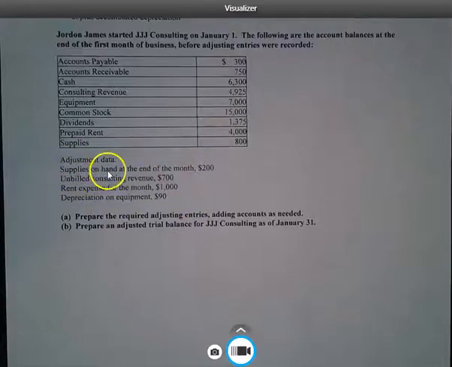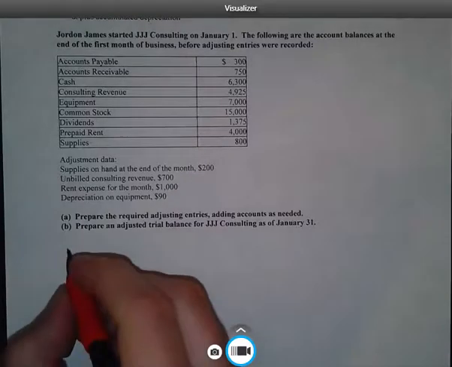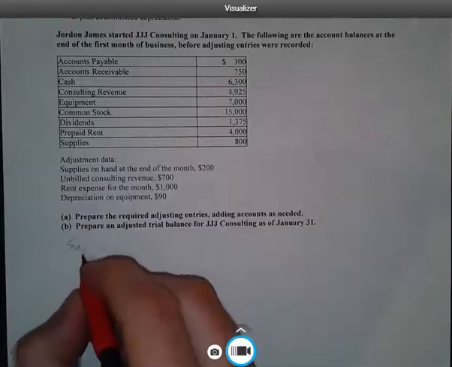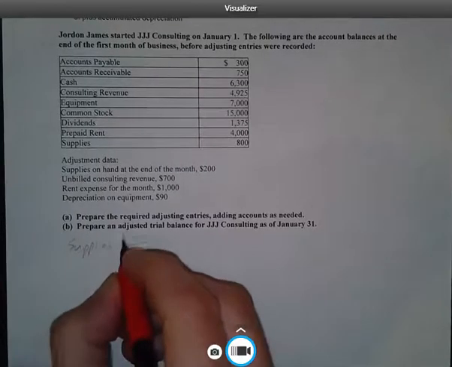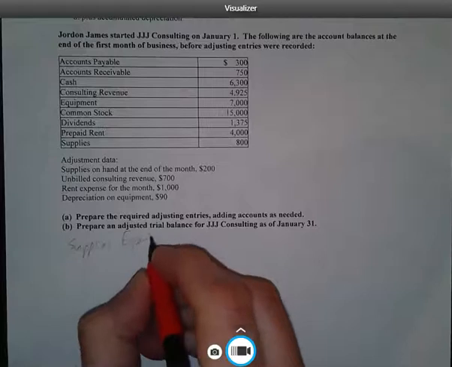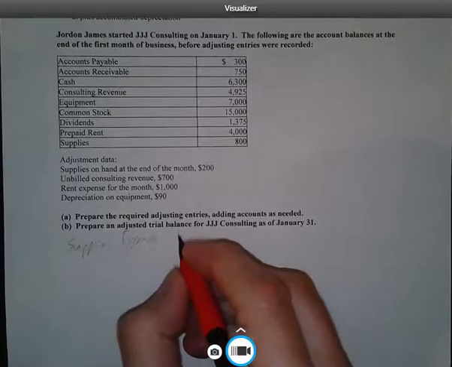It says supplies on hand at the end of the month, $200. Well, if we look right up here, it says that supplies are $800. So what does that tell us? If we had $800 and we still have $200, that means we used $600. So we need to make an adjusting journal entry to show that we have used $600 of supplies. So our first journal entry is just going to be supplies expense for $600.